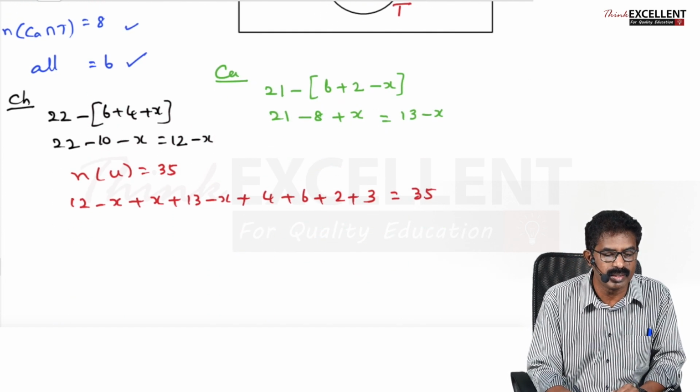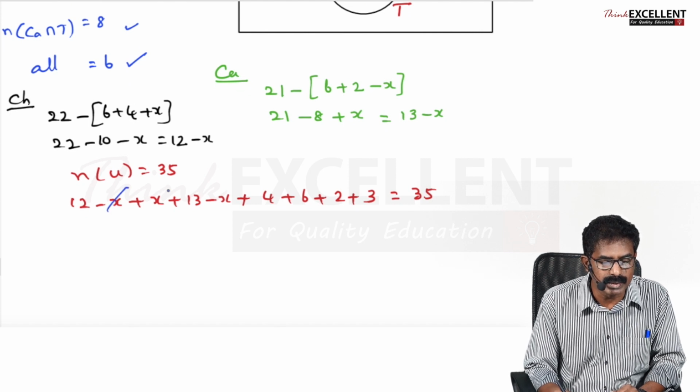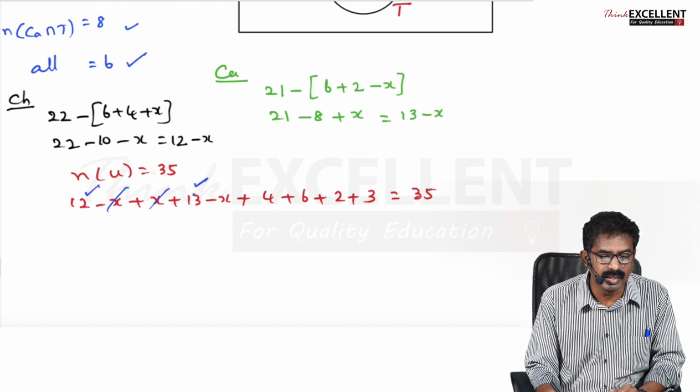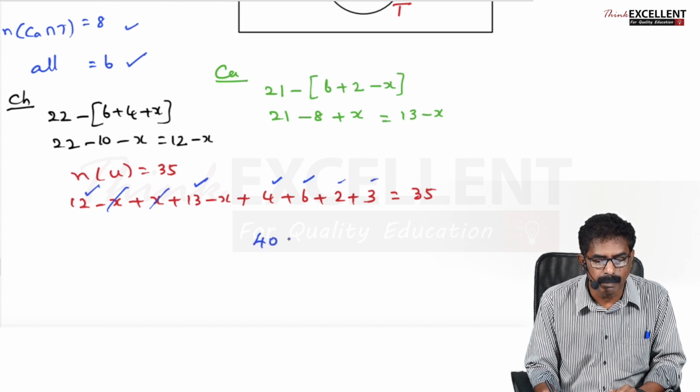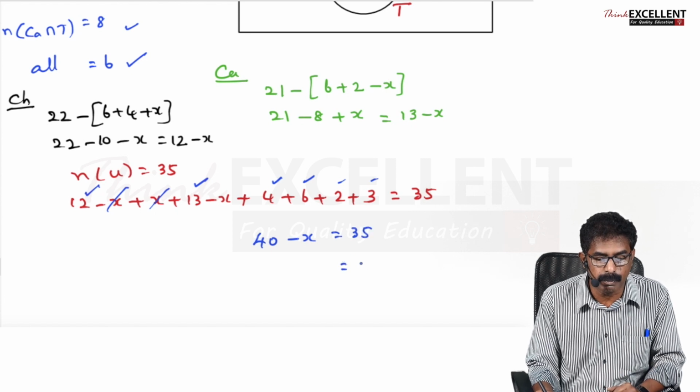Now can you simplify this? Minus x plus x cancel. That's all. Now add. 12 plus 13, 25. Here 1, 6 plus 4, 10. So 25, 35 plus 5, 40. So 40 minus x equal to 35. Take that minus x to that side, plus x equal to 40 minus 35, that is 5 equal to x. So you are getting x equal to 5.